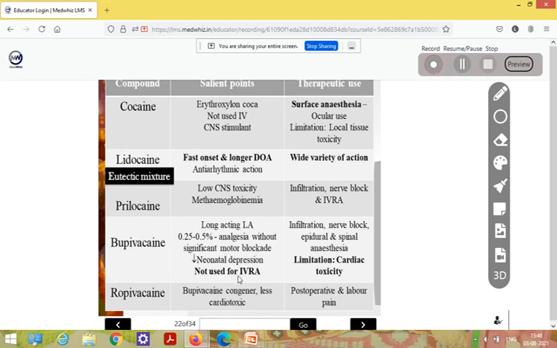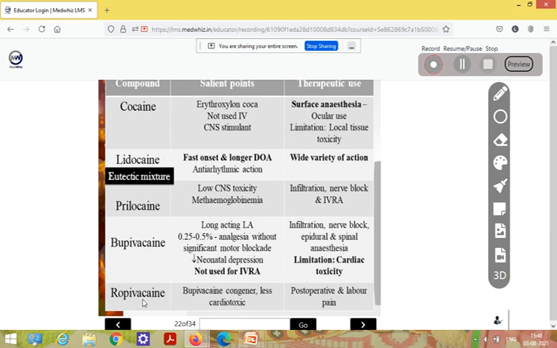But one of the disadvantages with bupivacaine is that it is not used for intravenous regional anesthesia. What is IVRA? I'm going to talk about it a little later. As of now, please remember bupivacaine is used very commonly for obstetric purposes, and it is also used for spinal anesthesia. Infiltration, nerve block, epidural, and spinal anesthesia are its therapeutic applications. The main limitation associated with bupivacaine is its cardiac toxicity. That is the main reason why we don't use it for intravenous regional anesthesia.